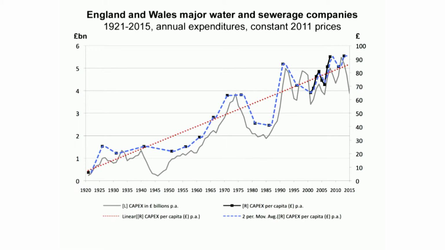To make it more obvious what's happening with this CapEx per capita measure, I've drawn 2 lines through the data here. The blue line is a moving average, the red is a linear trend. We can see that successively more capital per person has been spent over time. The trend is clearly upward.